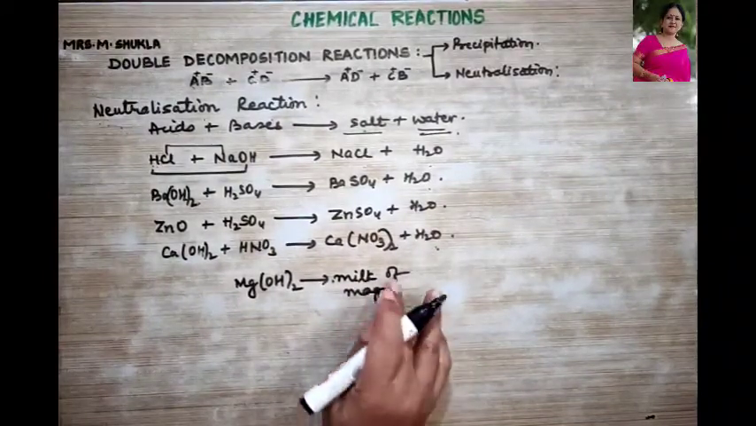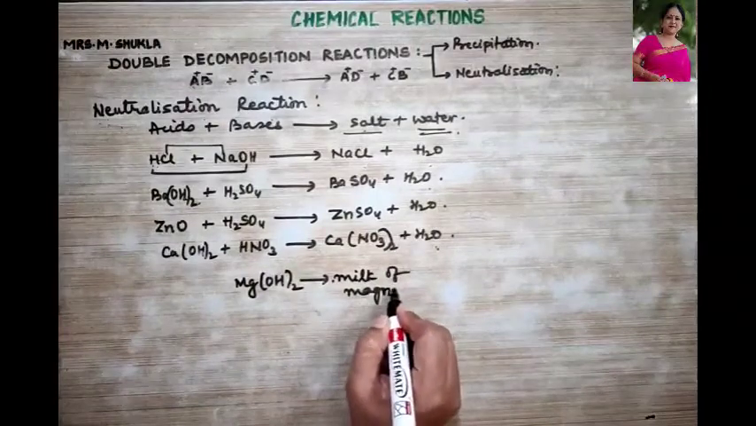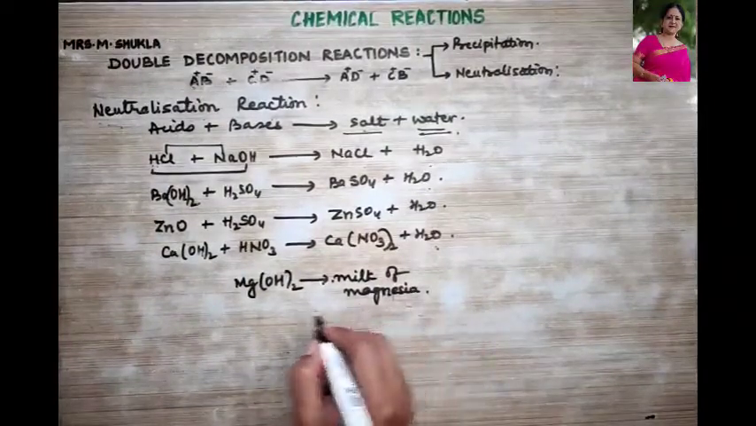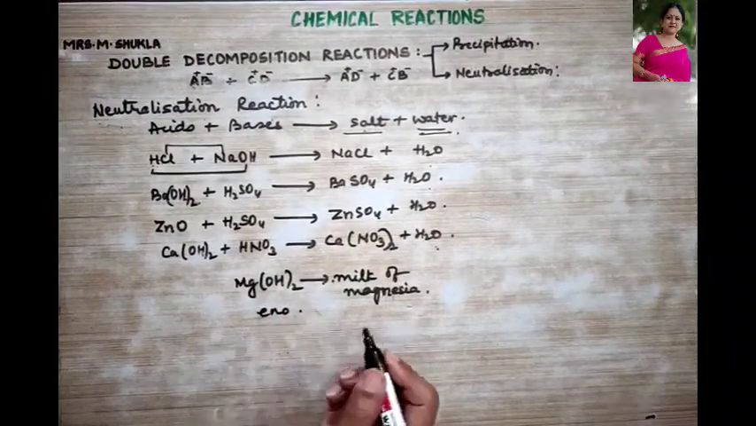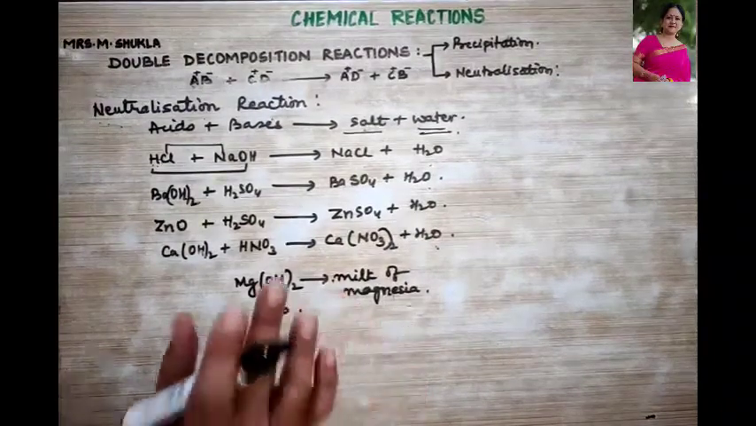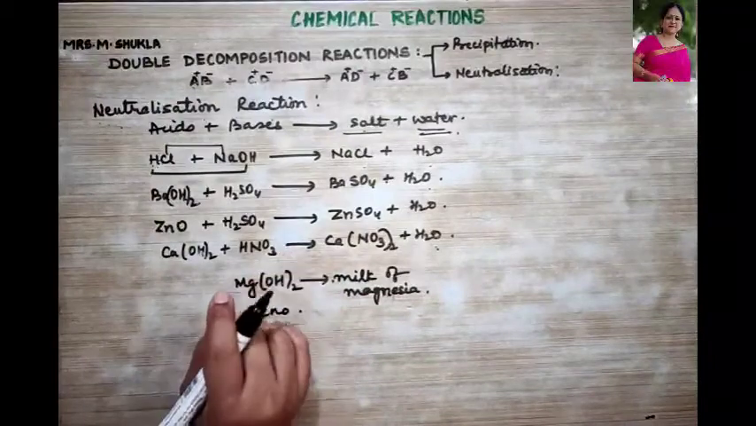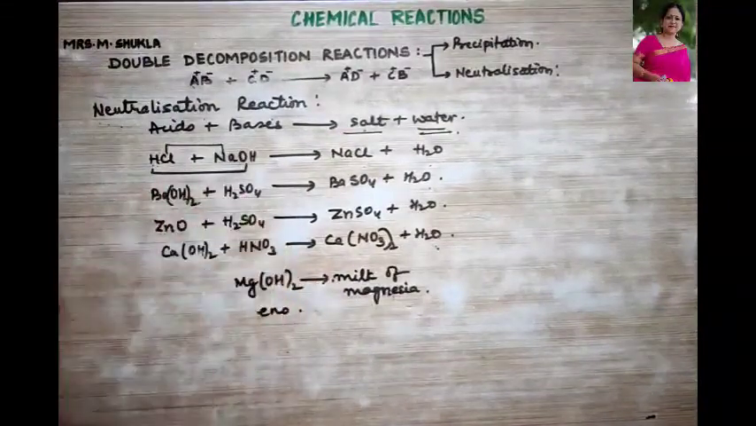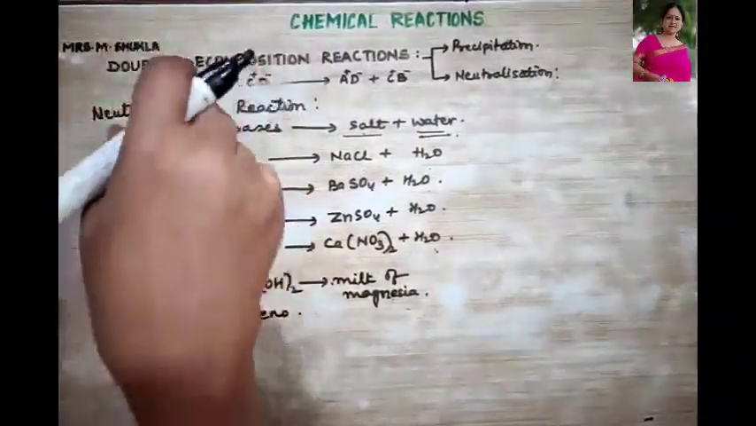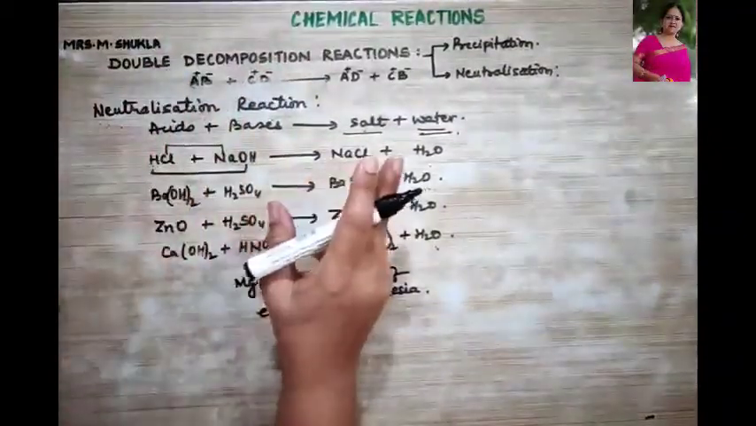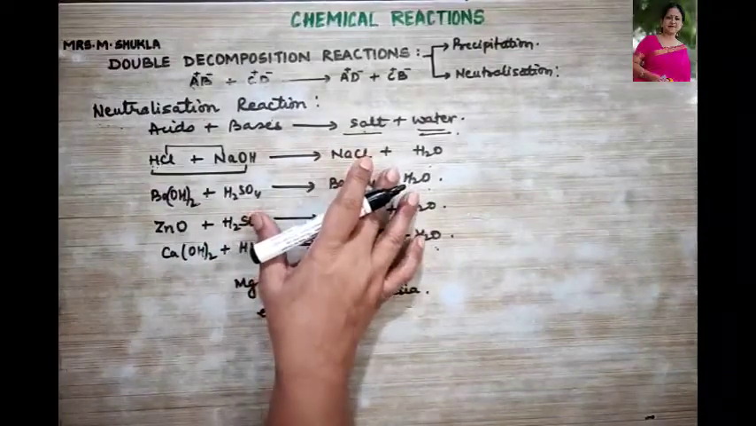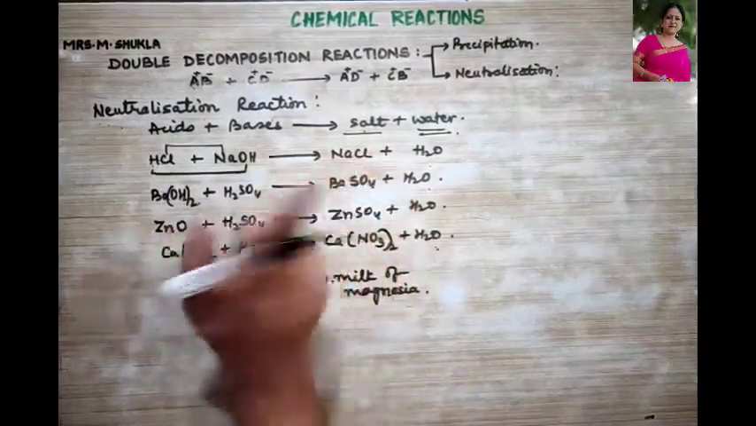Another example could be like taking Eno. They also are basic in nature. They help to neutralize the acidic problem of your stomach. Then a very good base that could be used in acidity is your cold milk. Cold milk is highly basic in nature. That is equally helpful.